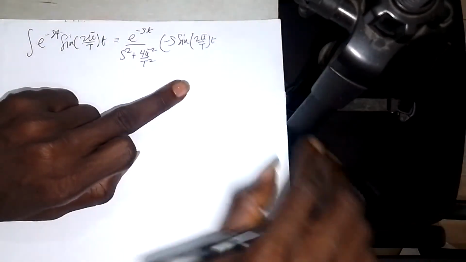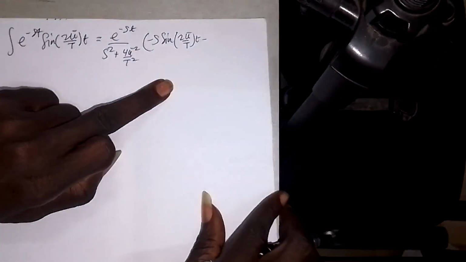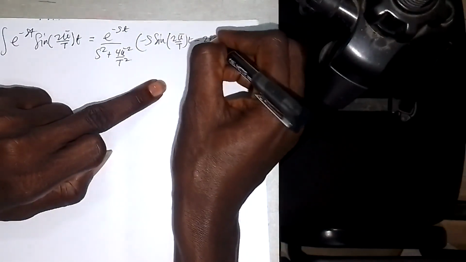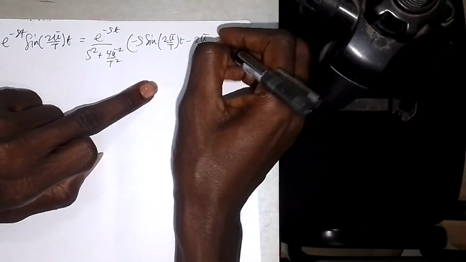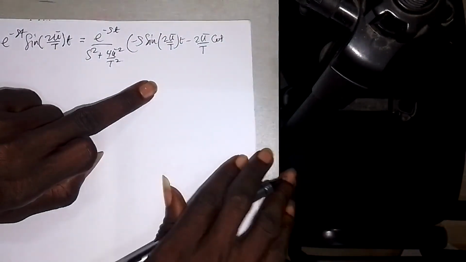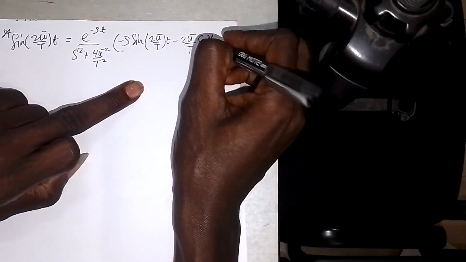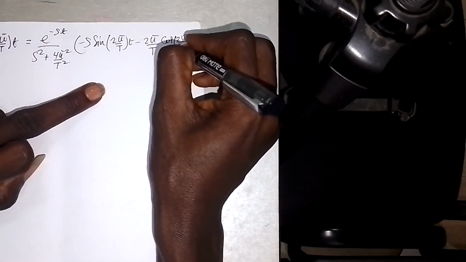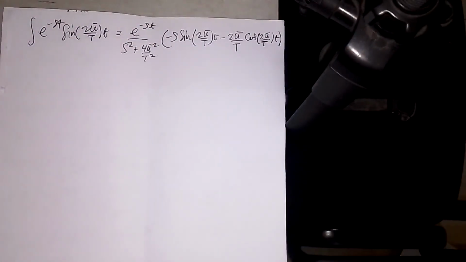Minus cos b, and I know that b is 2 pi on T. So I'll write here 2 pi on T times cos bx. And what is bx? bx is 2 pi on T times t, so it's 2 pi on T times t. Then I'll close it. So basically, this is what I actually get in this particular question.